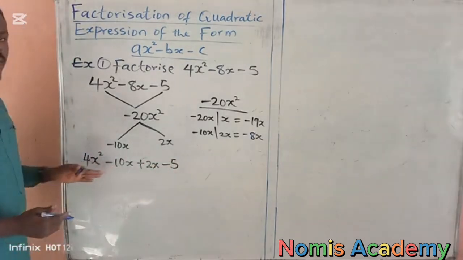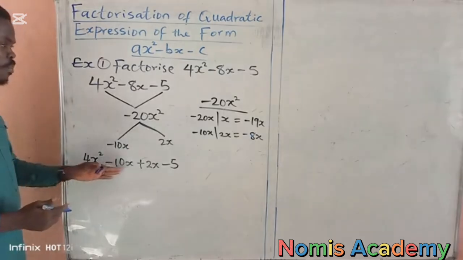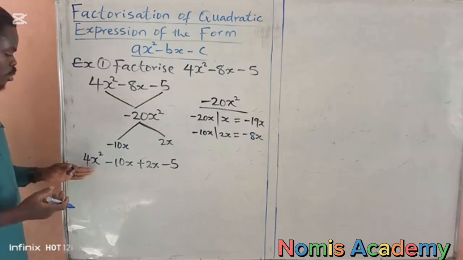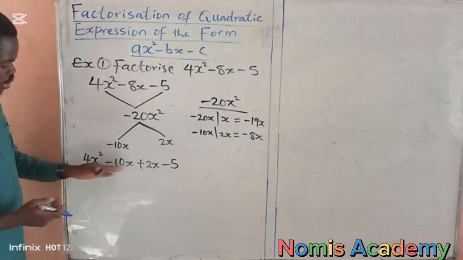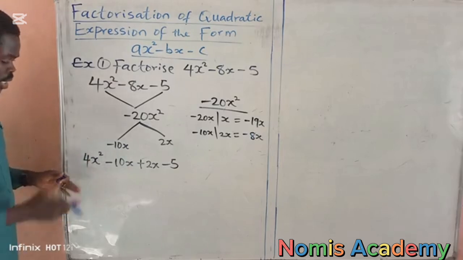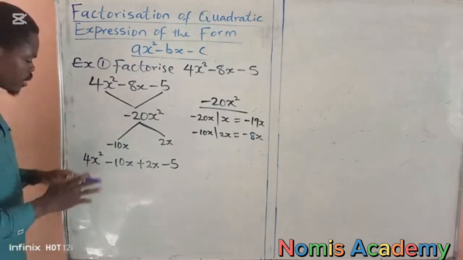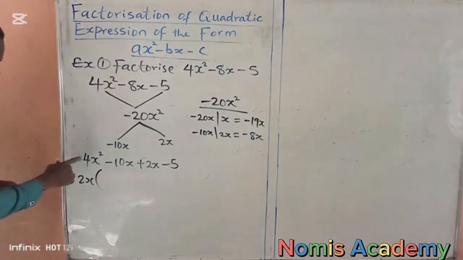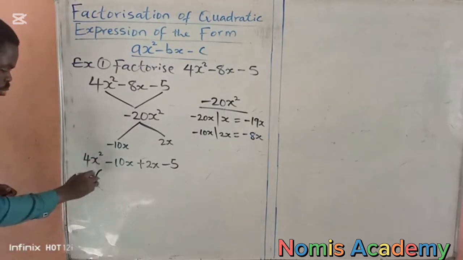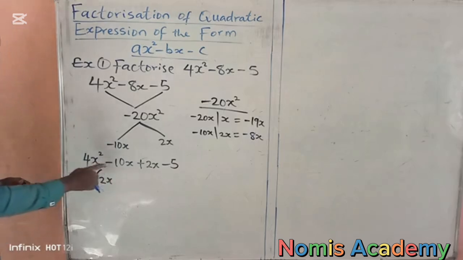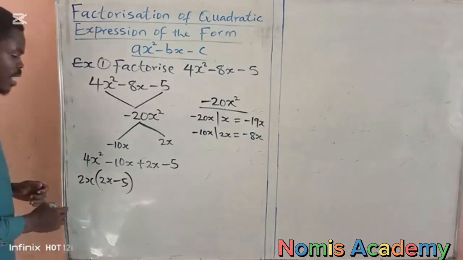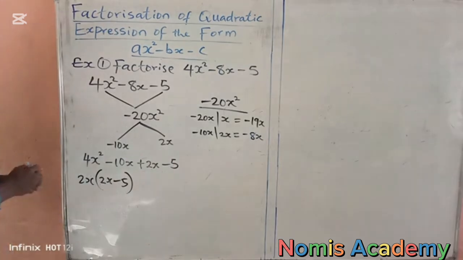So pick the first two terms and pick out the common factor, that factor that is divisible by the first two terms. And look at the two terms critically. You see that 2x is the common factor. So we pick 2x out and enclose the rest in a bracket. 4x squared divided by 2x will give us 2x. And then minus 10x divided by 2x will give us minus 5. So we do the same thing in the other two terms.